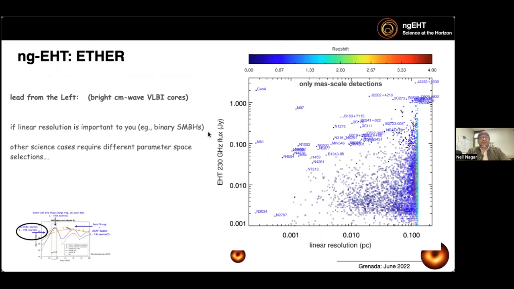You can look at this in many other ways, and I don't want to plot everything against everything, but for example, here you're thinking about binary black holes, binary supermassive black holes. This is the linear resolution of the EHT, full width at half max resolution, versus the estimated EHT flux, again, only for VLBI detections. And as you see, the nice thing is we are sub 0.2 parsec across the universe, which is this very nice region of gravitational wave inspiral.